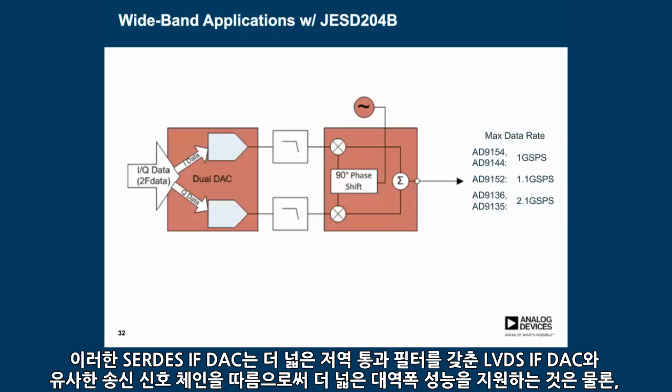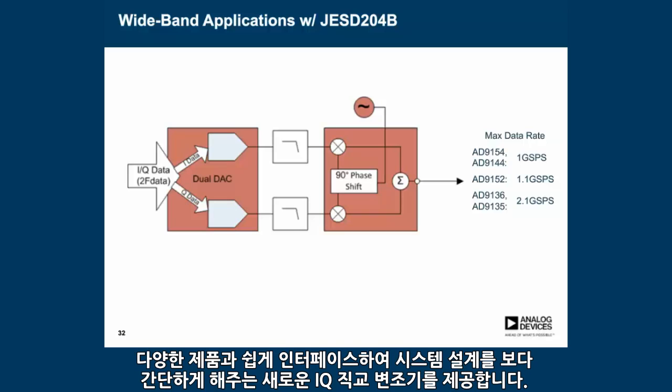These SerDes IF DACs follow a similar transmit signal chain as the LVDS IF DACs, with wider low-pass filters to support the wider bandwidth capabilities, and new IQ quadrature modulators that easily interface with these various products to make system design simpler.